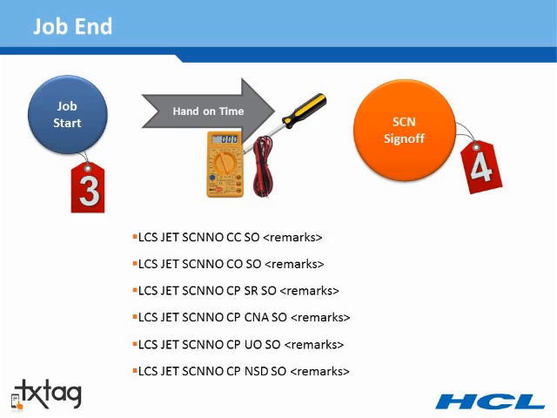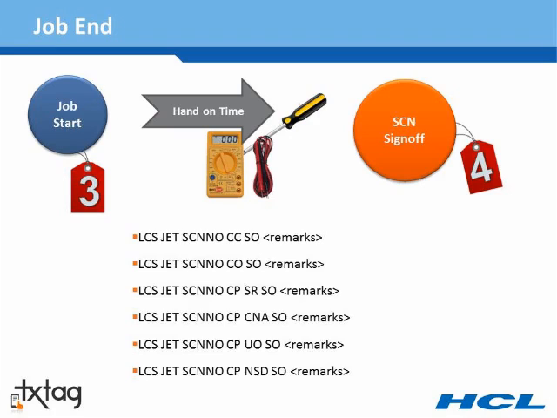The second is call completed, which means that there is nothing pending at the customer place now. The customer's equipment is working, there is no spare pending, nothing. Now the transaction is over. That is call completed. So in a call completed situation, you have to type in LCS space JET space SCN number, which is the service call note number. CO is for call completed, means there is nothing pending, followed by the SO number.